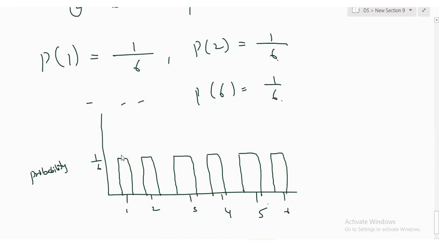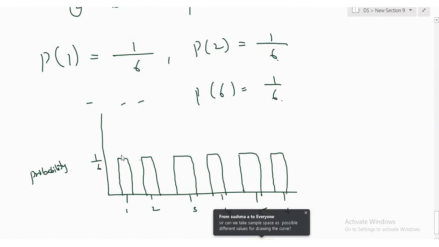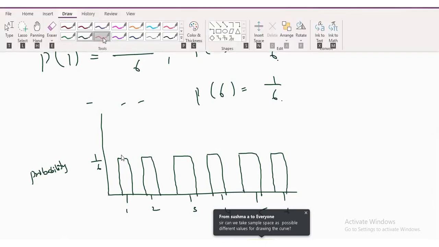Agreed? So this is only the bar diagram. I am not interested in that. I am interested in the curve. So midpoints, let me draw in a different color.